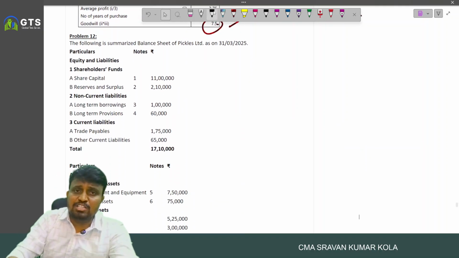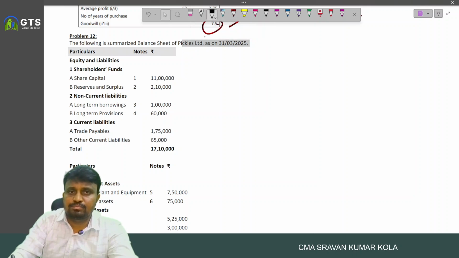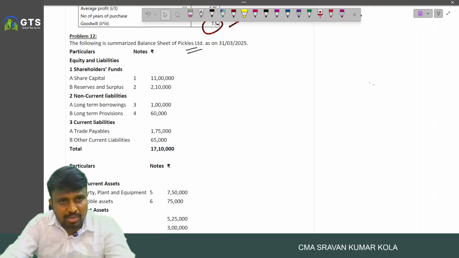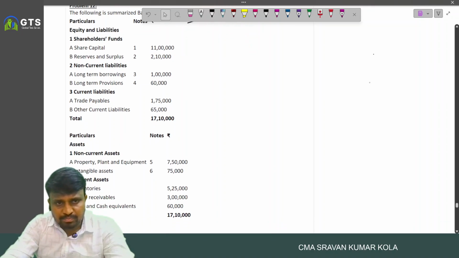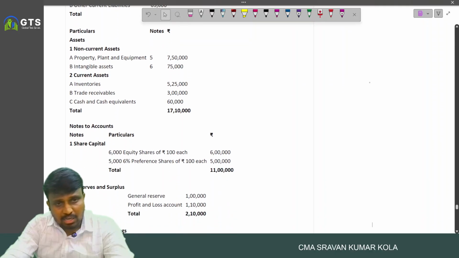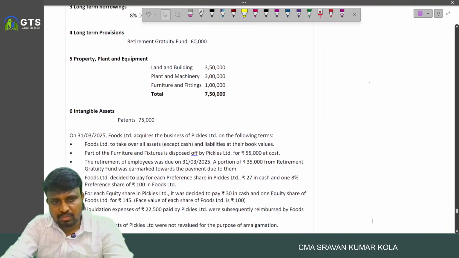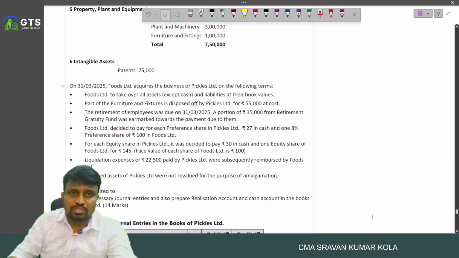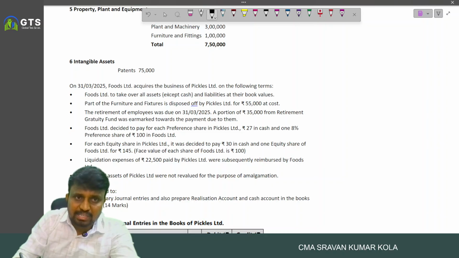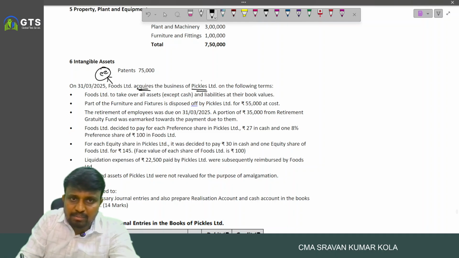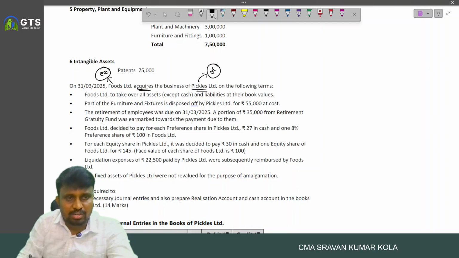The following is the balance sheet of Pickles Limited on 31st March. The balance sheet was provided and notes to accounts were given, and this is important. Food Limited acquires the business of Pickle Limited. So Food Limited is the transferee, and Pickle Limited is the transferor company.